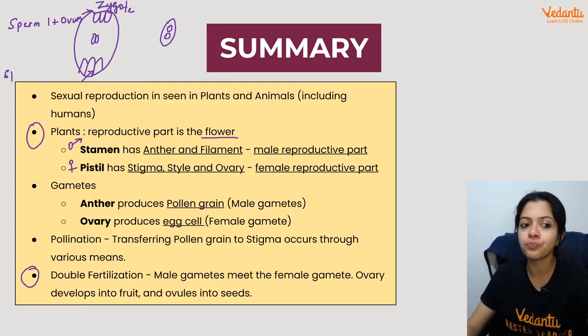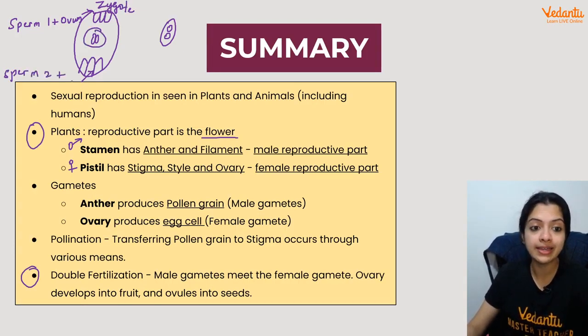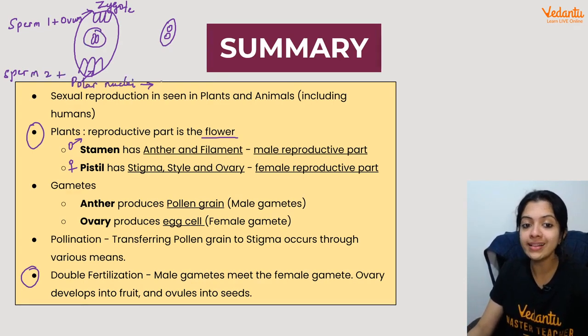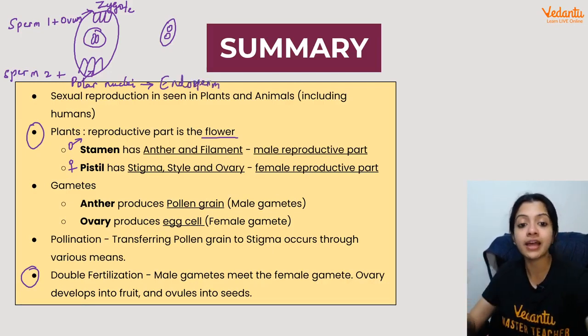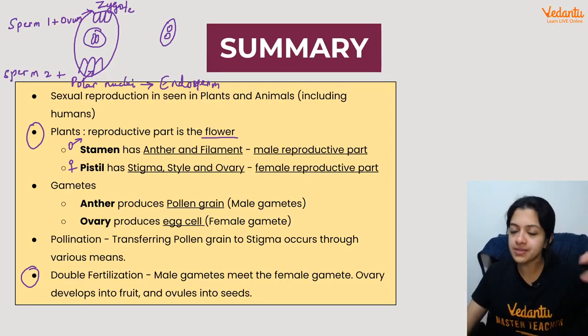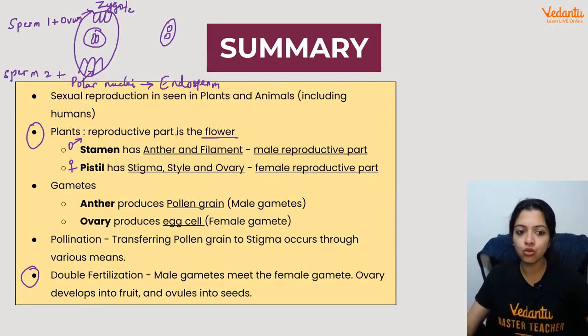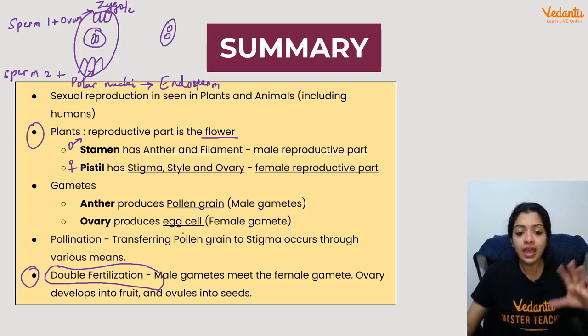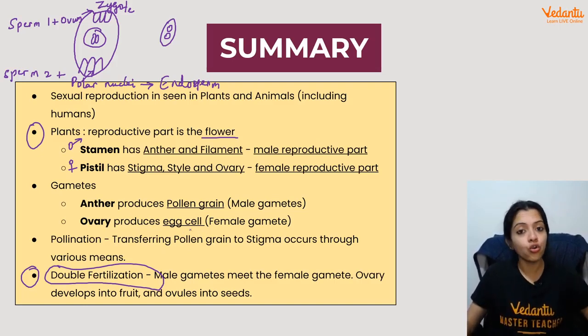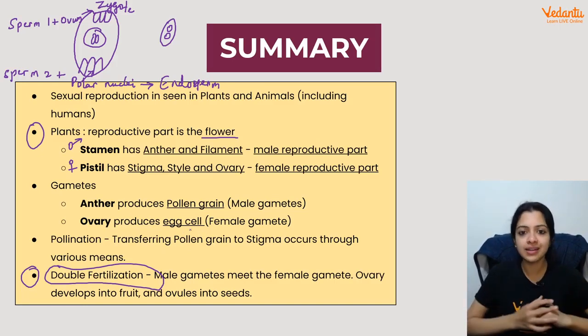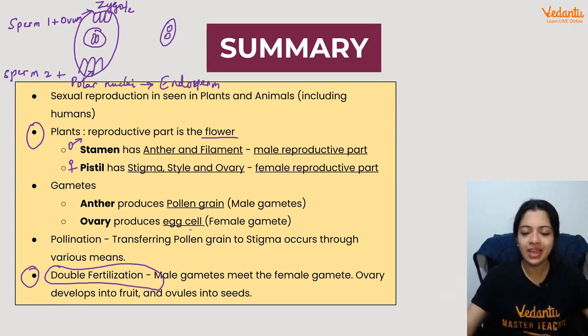What about sperm 2? What does that do? Sperm 2 fuses with the polar nuclei to form what we call the triploid endosperm. And that is important in nourishing the growing embryo. Since two sperm cells are involved, one which fuses with the ovum, the other fusing with the polar nuclei, we call it double fertilization. And following double fertilization, the ovary becomes the fruit, and the ovule becomes the seeds. As simple as that, right?